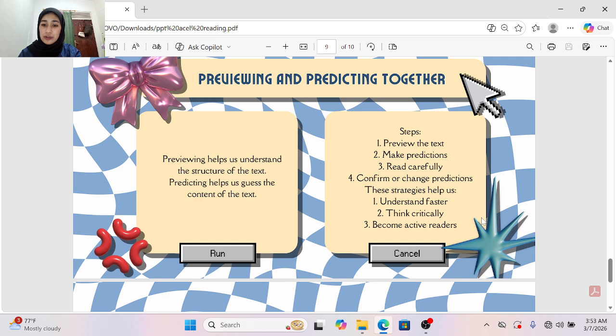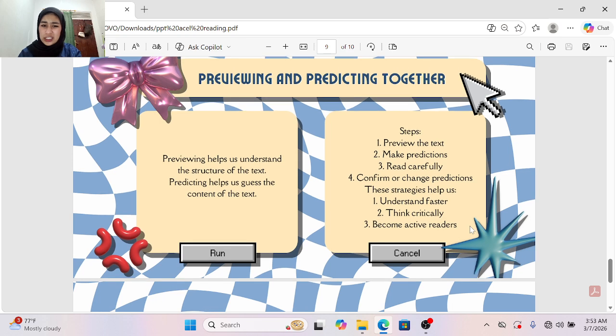And using previewing and predicting has several benefits. First, it helps the reader understand the text faster. And the second, it helps readers think more critically. And the third, it helps the reader become an active reader. These strategies are very useful, especially for students who read academic texts. That is why these strategies are often taught in reading class.